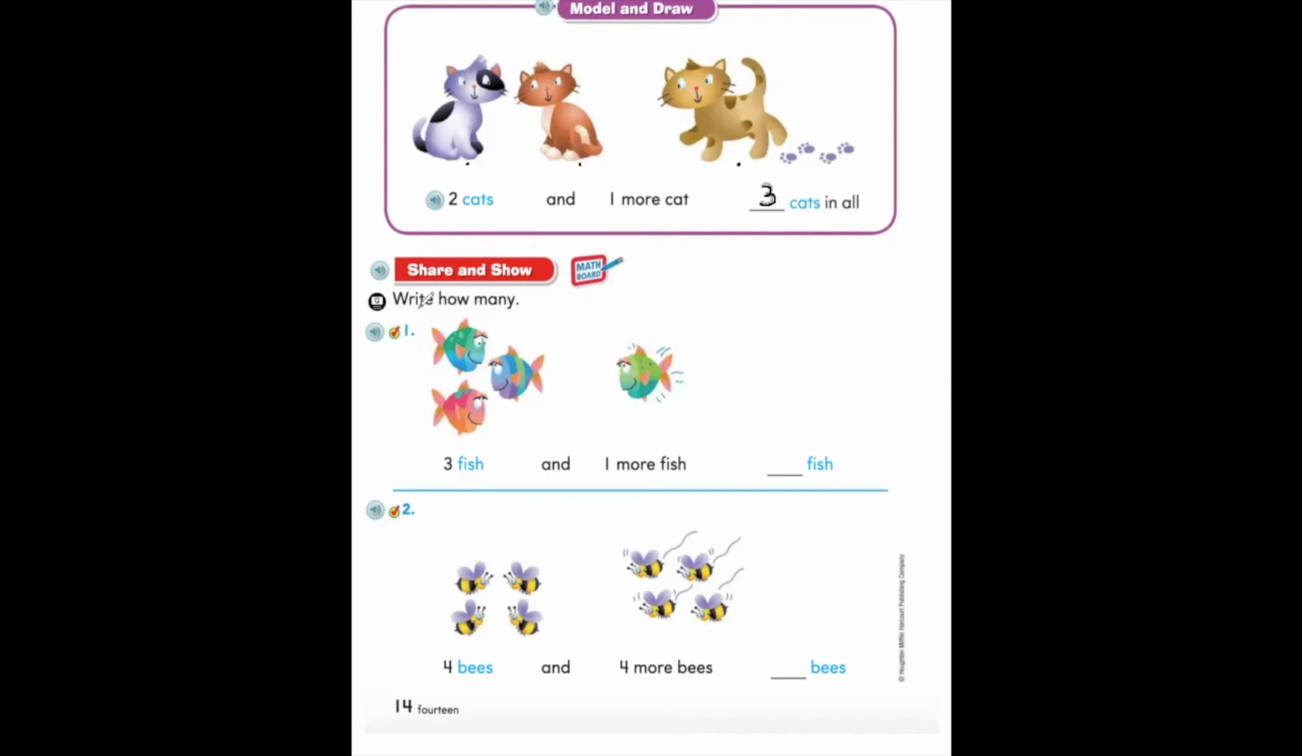Next, we'll move on to our next section. This part says, write how many. And we have number 1 and we have number 2. Number 1 shows us that there are 3 fish. Then 1 more fish comes. So now we're wondering, how many fish are there now? I want you to go ahead and try this one on your own. Notice at the bottom it says 3 fish and 1 more fish means that there are a blank number of fish in all. So go ahead and pause the video and write in how many fish there are now.